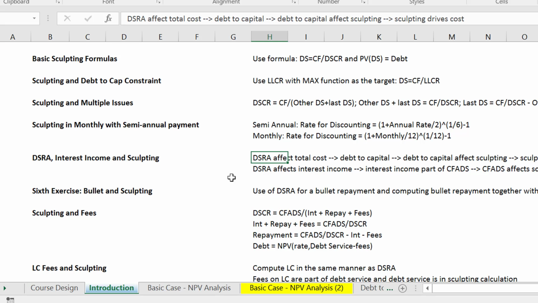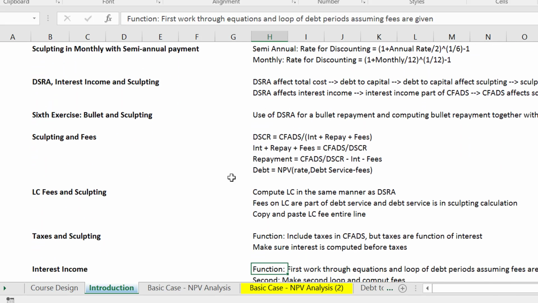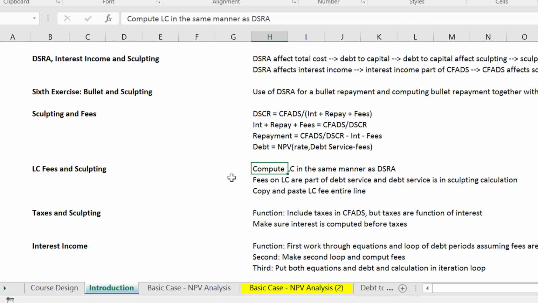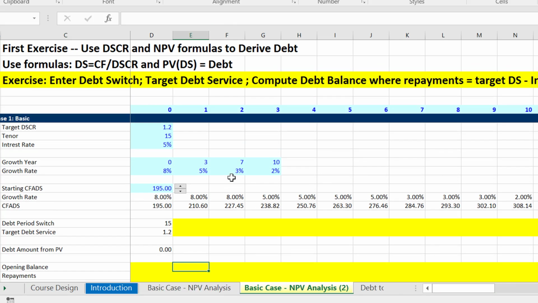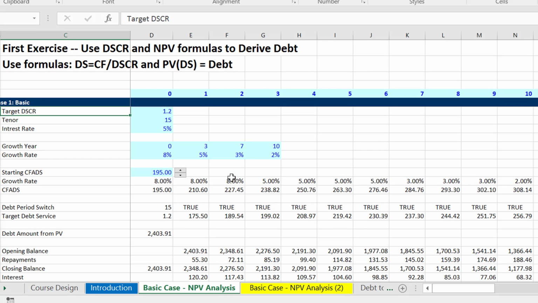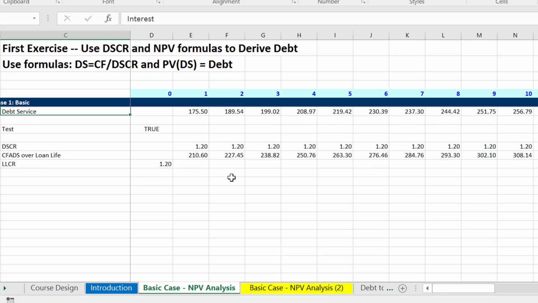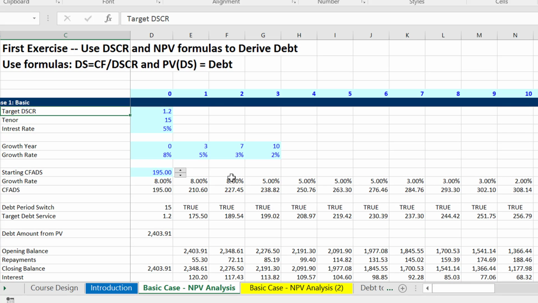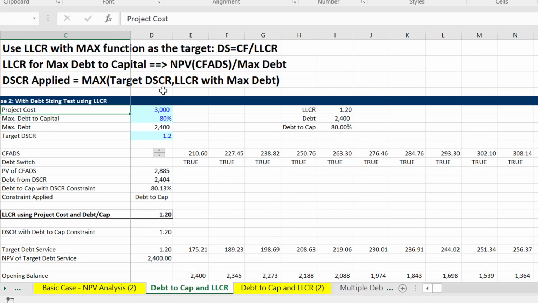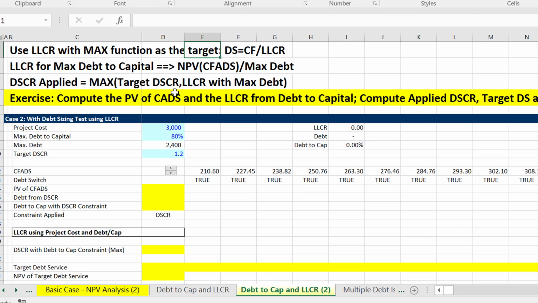When you have interest income, things start to get horrible. When you have fees, you have to modify the formulas. And if you have fees, you'll have a circular reference, and then taxes and interest income all together. So the very first one, you just go through this and try the fundamental formulas. The fundamental two formulas are this and this.